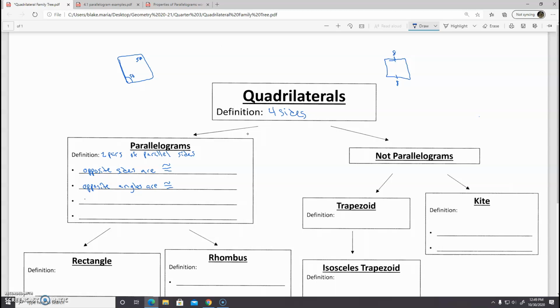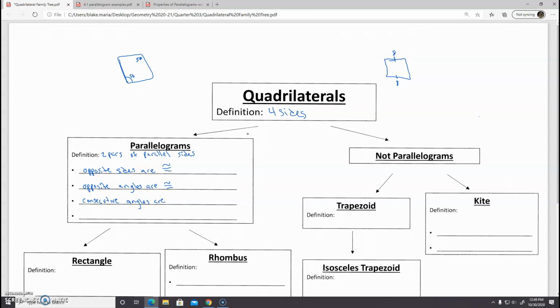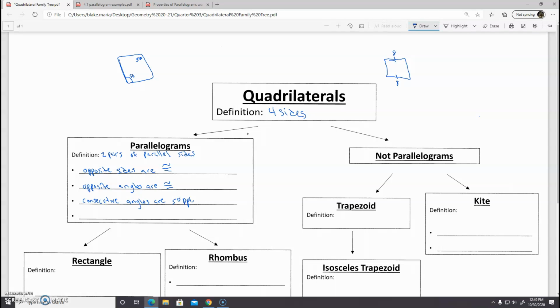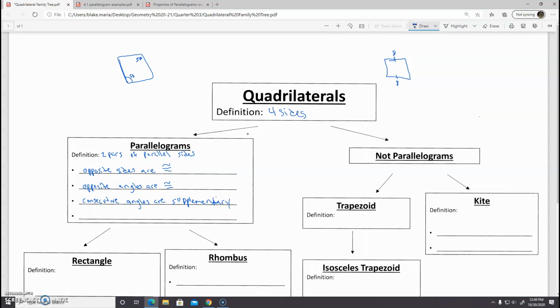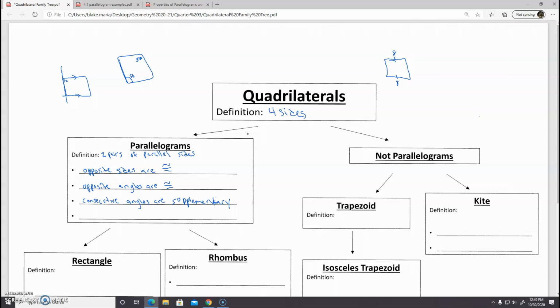Then we have consecutive angles. Remember that was same side interior. Consecutive angles are supplementary. And I really didn't have to tell you this because as soon as I said parallel lines, you know parallel lines cut by a transversal, same side interior should add up to 180. So consecutive angles add up to 180.